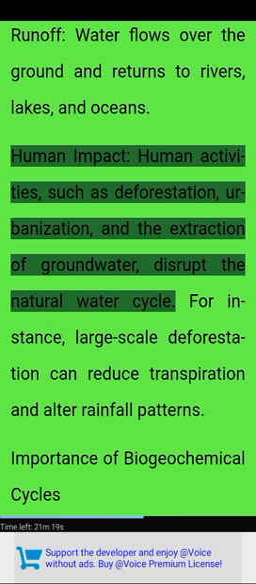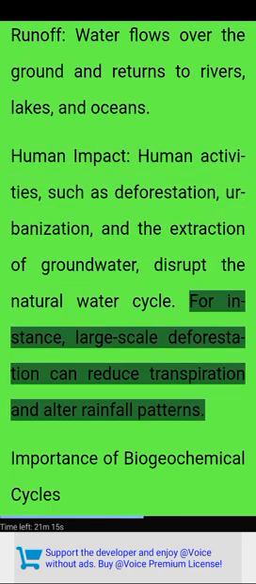Human impact. Human activities, such as deforestation, urbanization, and the extraction of groundwater, disrupt the natural water cycle. For instance, large-scale deforestation can reduce transpiration and alter rainfall patterns.